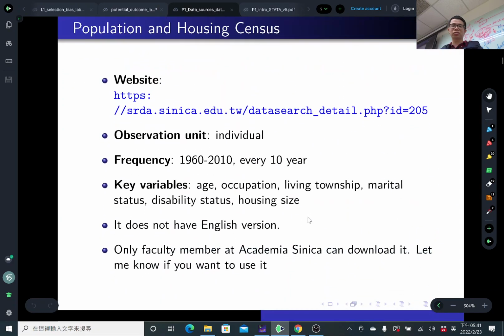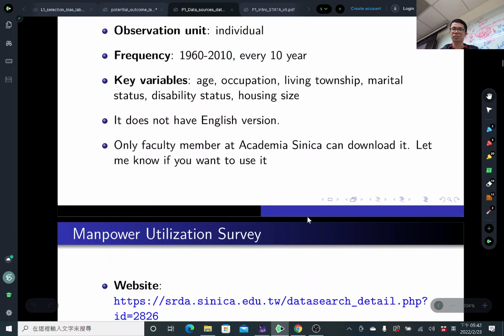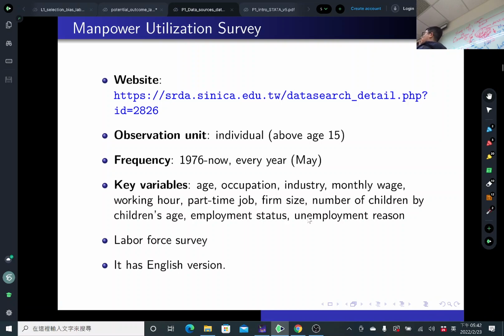Okay, so for Taiwan, I introduced several data sets. One is census data, population and housing census. So every 10 years, the Taiwanese government will survey the whole population to get basic information about age, occupation, living, township, something like this. But this data set does not have wage, actually. It's quite important, but they don't have it. And also, it does not have an English version. And only senior professors at Academia Sinica can download it. So if you want to use this data, just let me know, I can give it to you. But other data sets, people can use freely if you become a member of the survey archive.